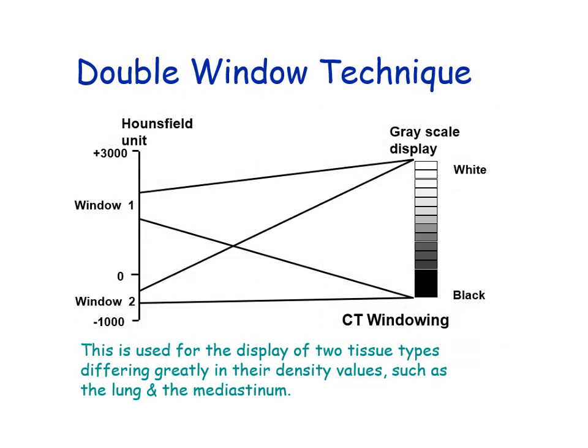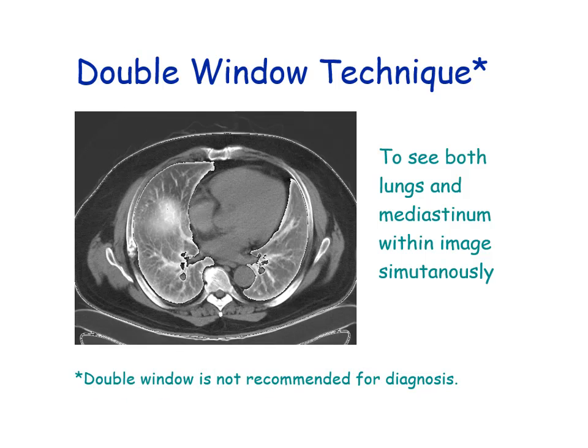Double window technique. This is used for the display of two tissue types differing greatly in their density values, such as the lung and the mediastinum, to see both lungs and mediastinum within one image simultaneously. The double window is not recommended for diagnosis.